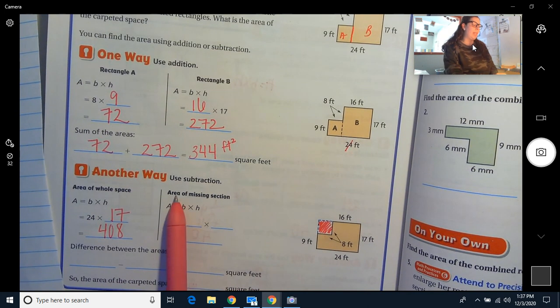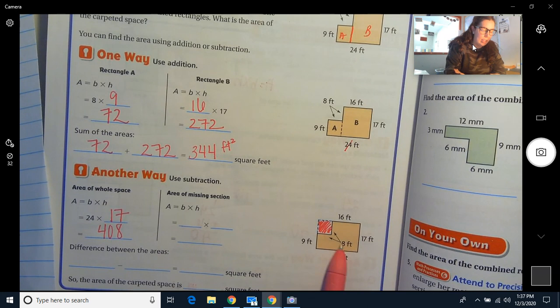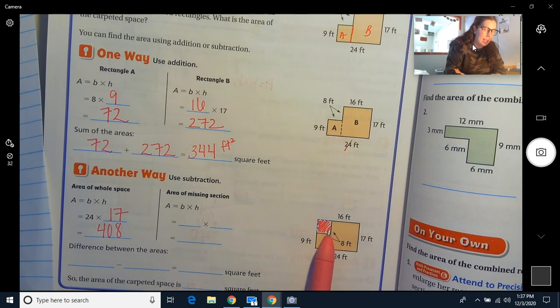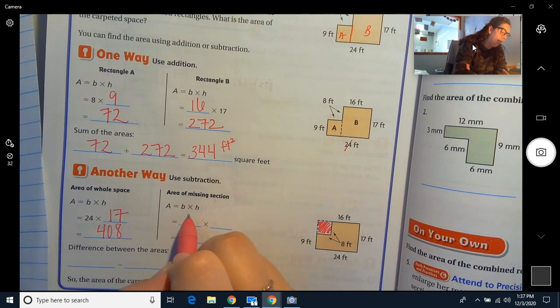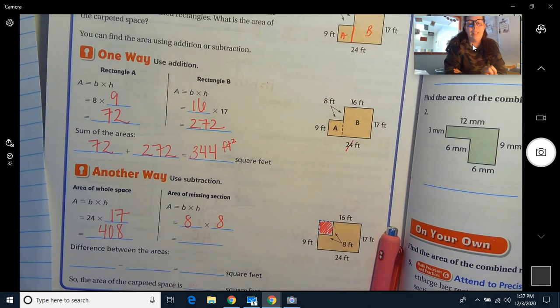This one, we are finding the area of the missing section only. We're only finding what I colored in. Thank goodness it tells me that each side here, this side and this side, is 8. So base times height is literally 8 times 8. If you would like to answer what 8 times 8 is, comment in the chat with the letter O.